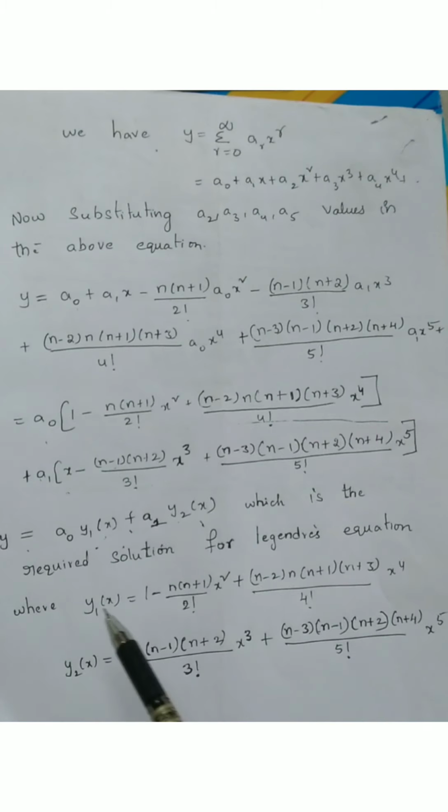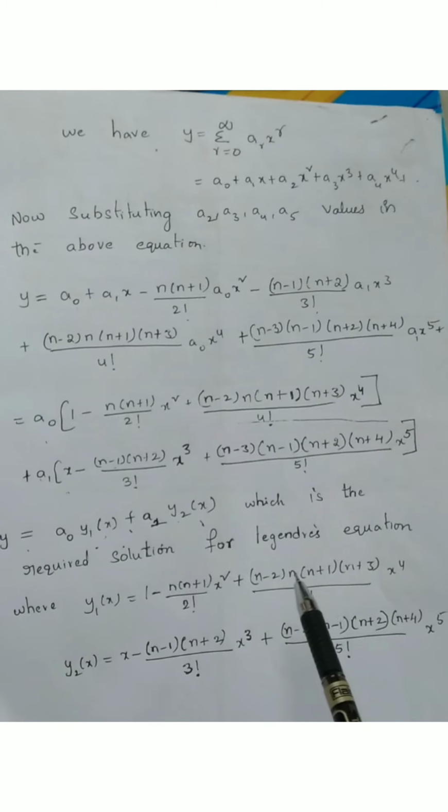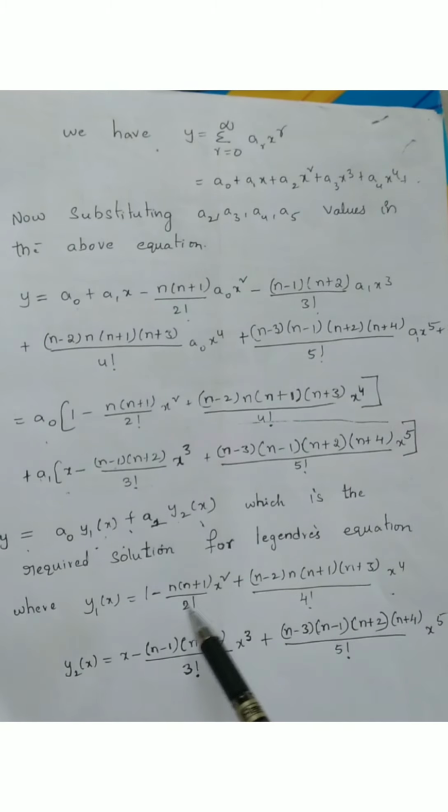Legendre's equation, where y1(x) equals 1 - n(n+1)/2! x squared + (n-2)(n+1)(n+3)/4! x power 4, and y2(x) equals x - (n-1)(n+2)/3! x cubed + (n-3)(n-1)(n+2)(n+4)/5! x power 5.